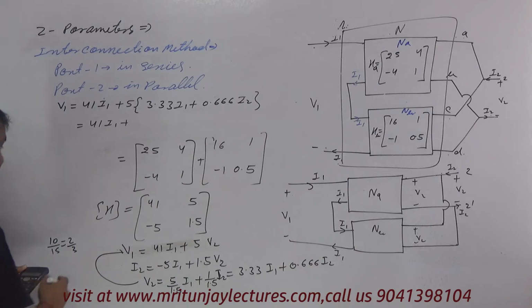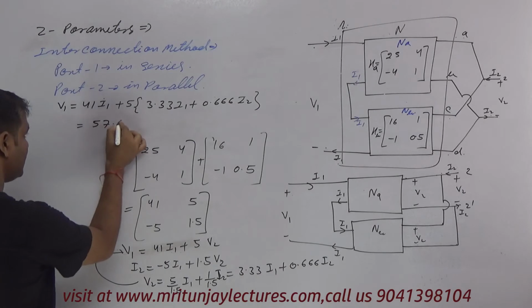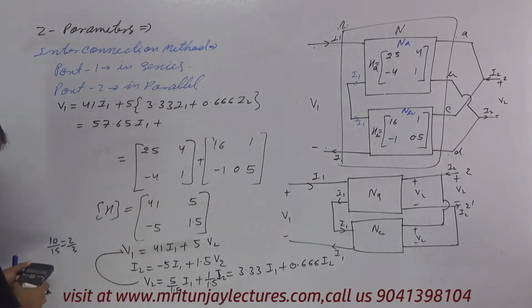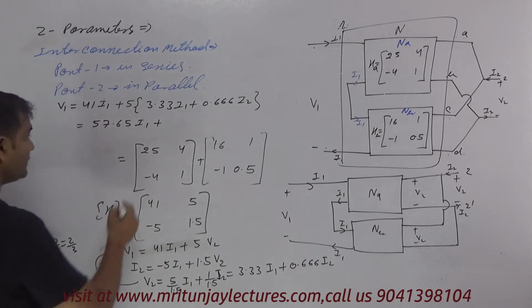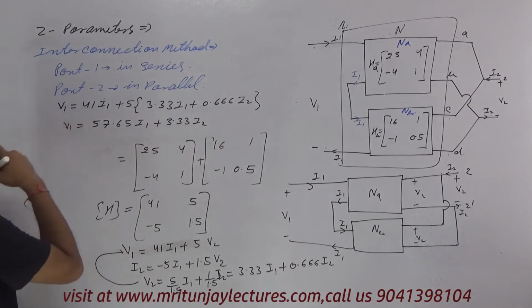41, we got 57 point something. You can say that 57.65 I1 plus 0.666 into 5, 3.33 I2, that is V1.